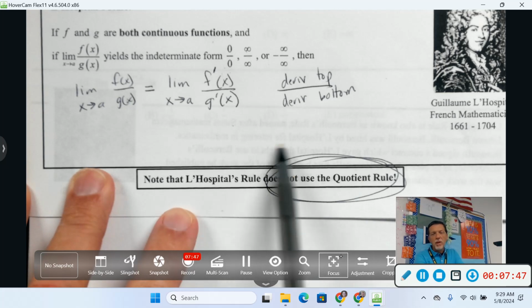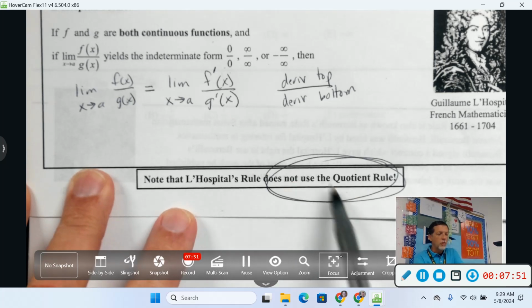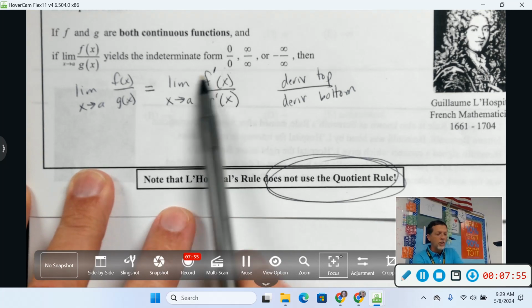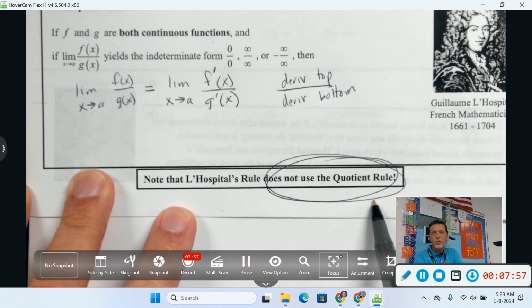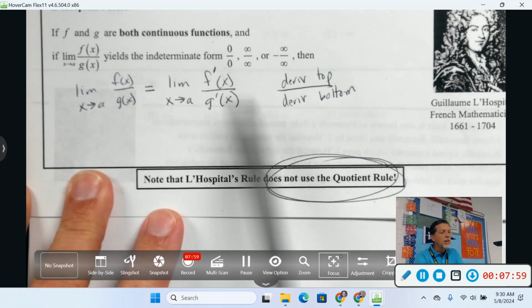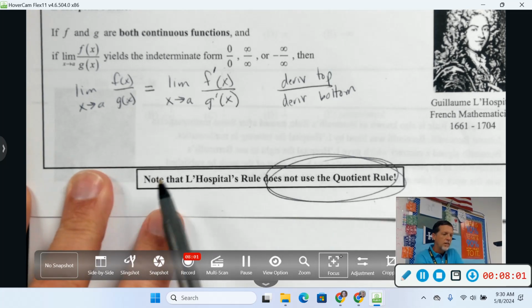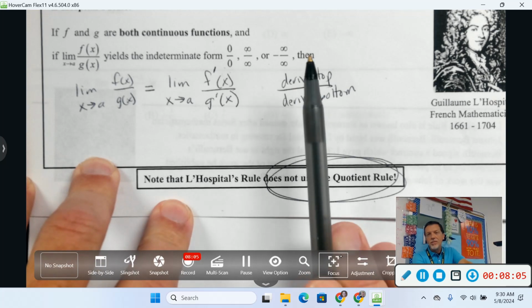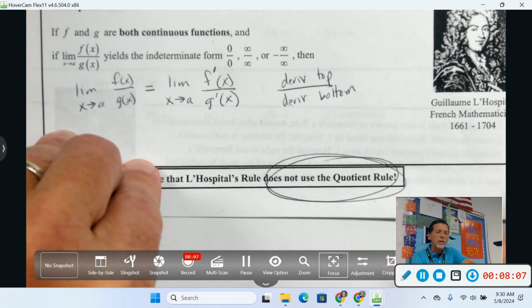And sometimes this gets confusing because students will do one of two things. They'll either use the quotient rule for L'Hopital, which wouldn't be right, or they'll try to use L'Hopital when they should be using the quotient rule. So if it's a limit, you can use L'Hopital. The L's go together. Limits, L'Hopital, that's when it's easy. Just derivative of the top, derivative of the bottom.